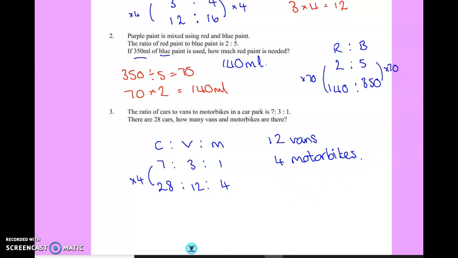Your alternative method then: 28 cars, 7 matches the cars, so 28 divided by 7 gives me 4. We're then doing 3 times 4 to get 12, 1 times 4 to get 4. 4 motorbikes.